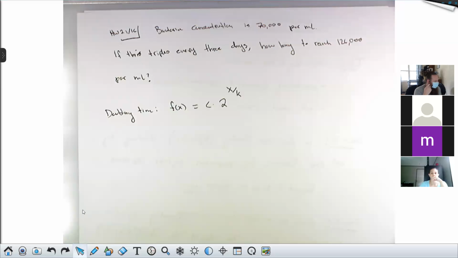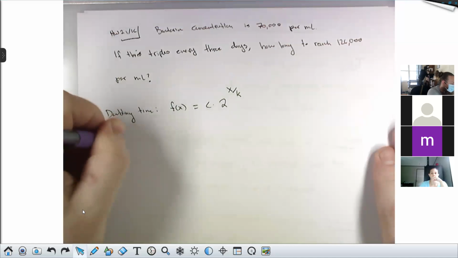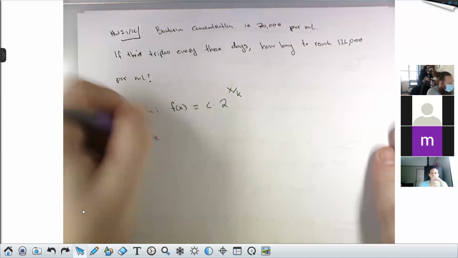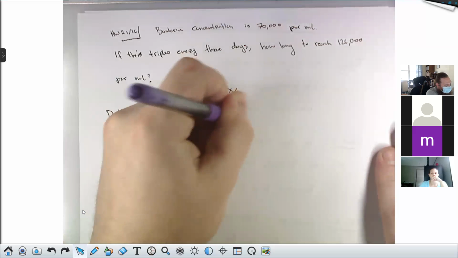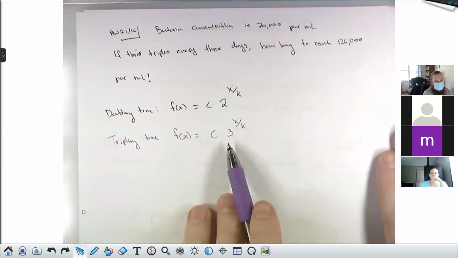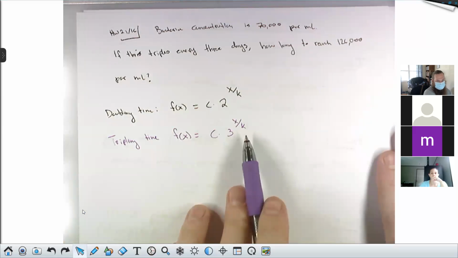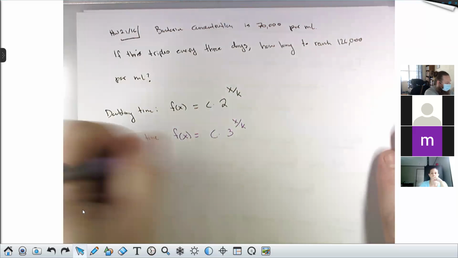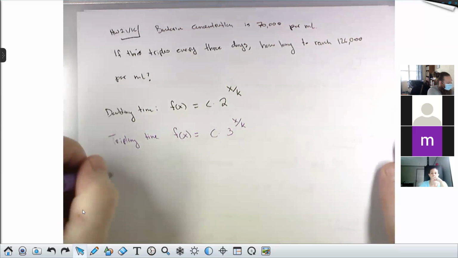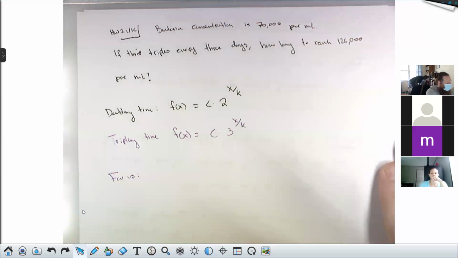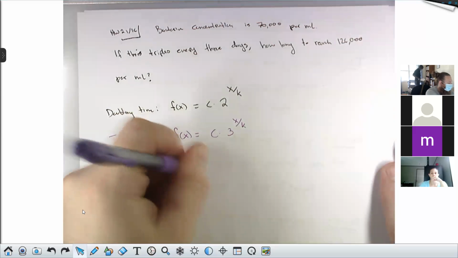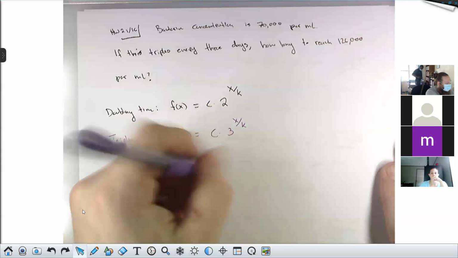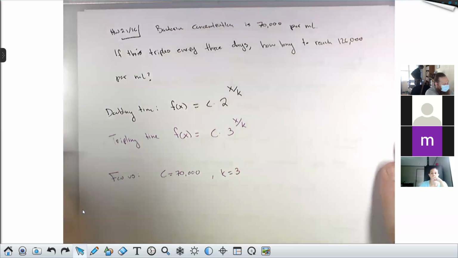Yeah, that's excellent. So the function that we're going to use to model this sort of tripling time behavior would be f of x equals c times 3 to the x over k. So this is a function whose output will triple every time x goes up by k. That's the idea here. So for us, we're starting with 70,000. So that's our initial value, our initial population. And we're told that we triple every 3 days. So k would be 3.